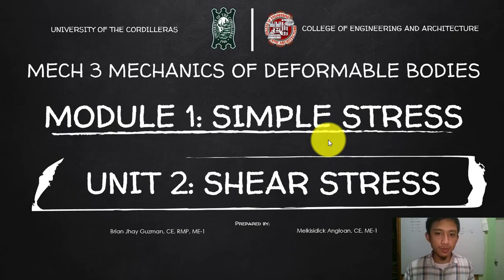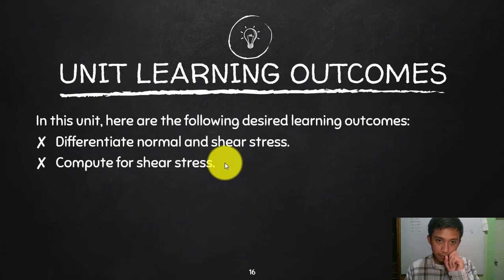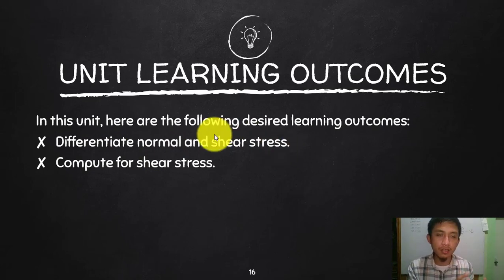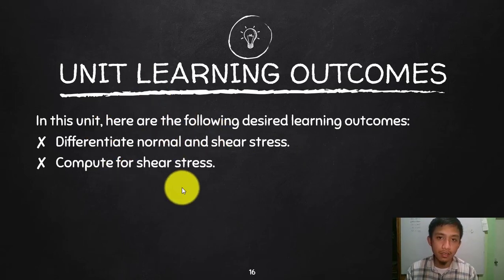Now let's proceed with your unit 2. This is shear stress, as defined in the introduction: the stress experienced by an area which is parallel to the force being resisted. In this unit, our learning outcomes are, first, to differentiate normal and shear stress, because these are the two types of stresses that commonly go together with each other, and then to compute for shear stress.